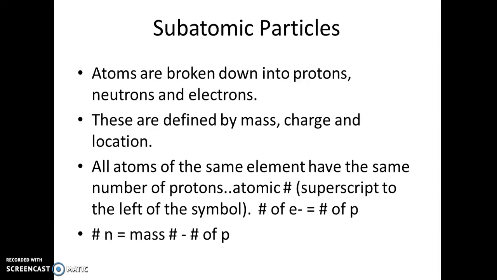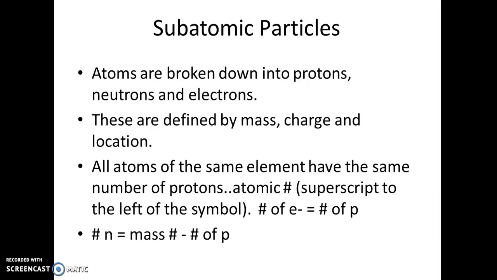So, for example, the proton has the mass of one atomic mass unit. The proton is positively charged, and it is located in the atomic nucleus. Please write that down. It's not on here. Notice that. The neutron has the mass of one atomic mass unit, or AMU. It has no charge whatsoever. It's neutral, and the location is in the atomic nucleus.